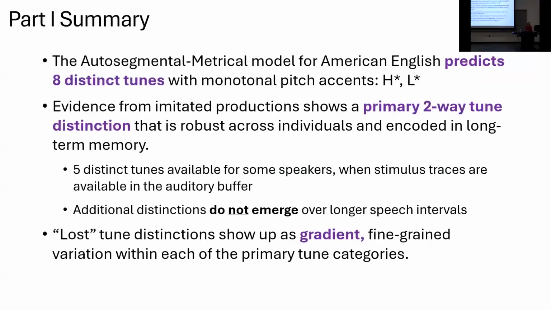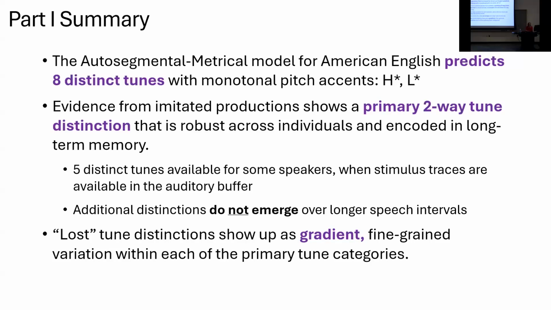So a summary from this part of the talk. The autosegmental metrical model for American English predicts 8 distinct tunes with monotonal pitch accents. Evidence from imitated productions shows a primary 2-way tune distinction that is robust across individuals and encoded in long-term memory. A larger set of 5 distinct tunes is available for only some speakers when the stimulus traces are available in the auditory buffer. And additional distinctions don't emerge when we give it a better shot with longer materials. However, the lost tune distinctions do show up as gradient fine-grained variation within each of these primary categories.